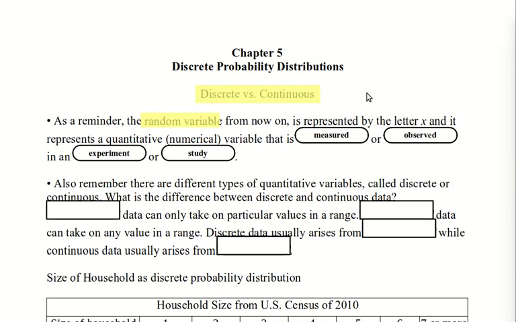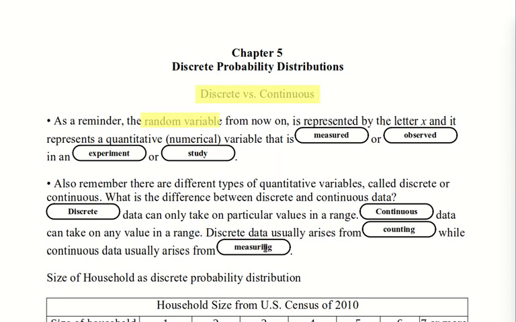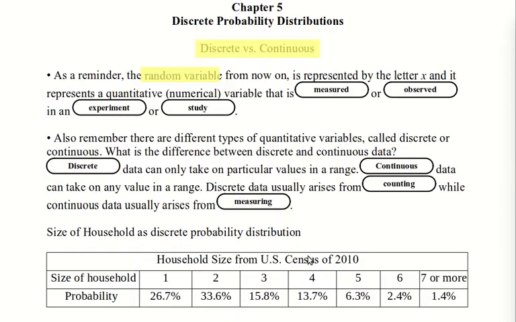So what is the difference? There are different types of quantitative variables called discrete or continuous. Discrete data can take on only particular values in a range, while continuous data can take on any value in that range. So for example, discrete data usually arises from counting, while continuous data comes from measuring. My height isn't a perfect number of feet. It can be measured with more detail. It's in a range, whereas my age might be considered to be discrete, or the number of people in a household.